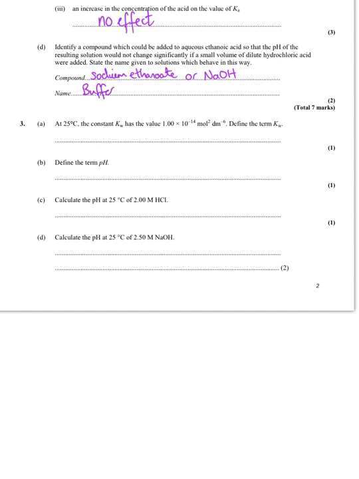At 25 degrees C, the constant Kw has the value 1 times 10 to the minus 14 moles squared decimeters to the minus 6. Define the term Kw. So when you're asked to define any of these, you just write the equation. We then need to define the term pH. If you do get one of these questions, it's a lucky question to get because it's an easy way to pick up a couple of marks.